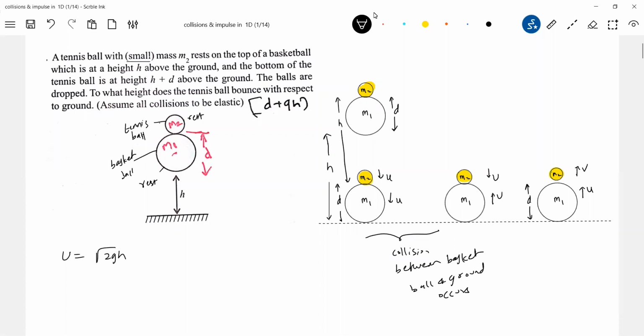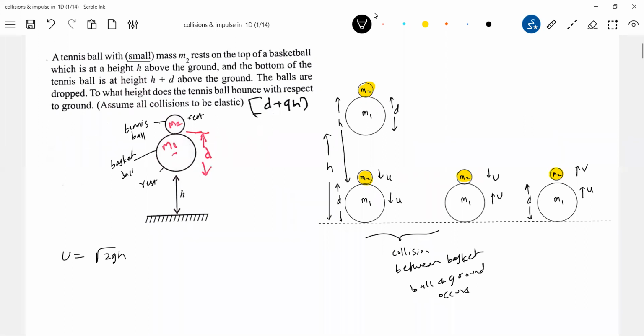Then when the tennis ball and basketball collide, it is as if the basketball behaves like a wall. What happens to the velocity of the wall when any particle or block collides with a wall? What happens to the speed of the wall? It will remain constant. So that's what we are treating. We are treating the basketball like a wall. Sir, how do I come to know?